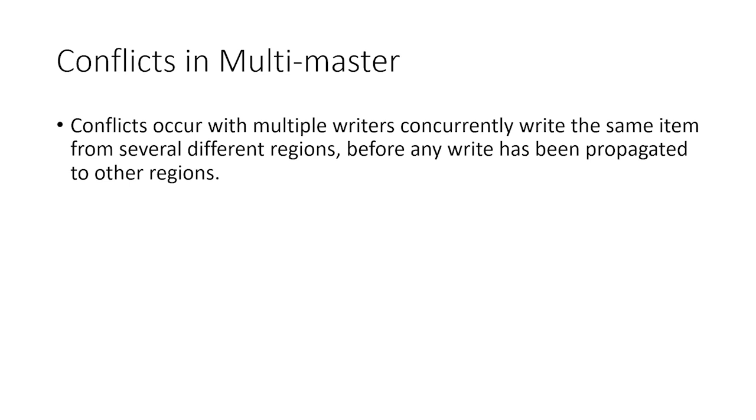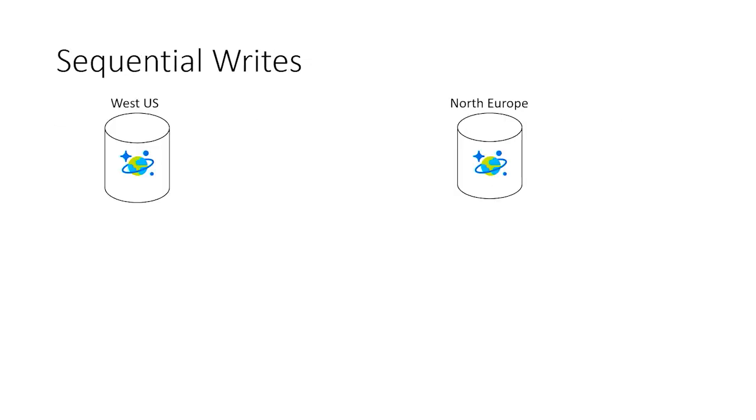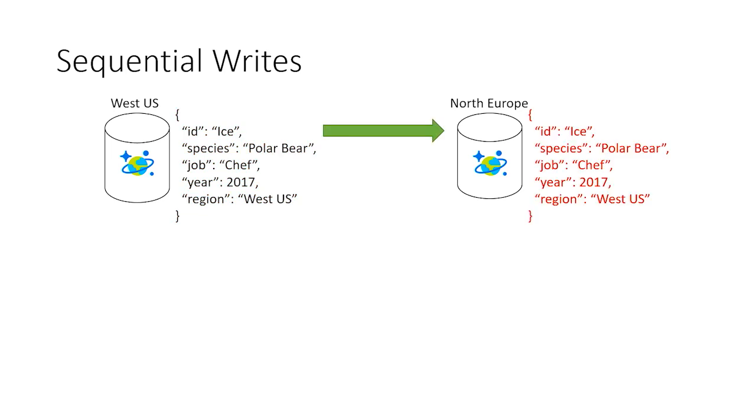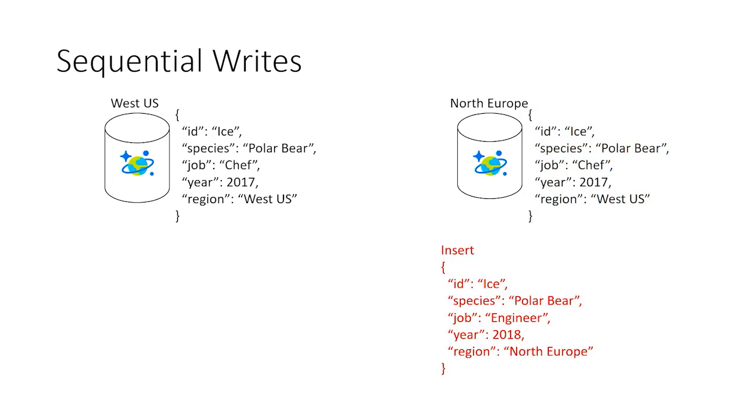I see. So just to understand that a little more, let me give you an example. Let's take the sequential write example first. Picture this. You have an employee entering data about polar bears in their jobs. In 2017, a polar bear named Eyes has his job as a chef in West US. And the employee enters it into the database, and this gets replicated to North Europe. Now, in 2018, if you try to enter the same ID again, Eyes, but you got a new job as an engineer, you can't do an insert anymore, because when you try to do an insert, the entity already exists. And you get a giant red flag saying, hey, you can't do this.